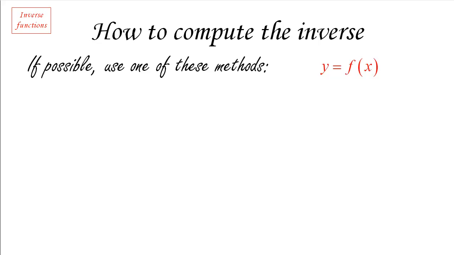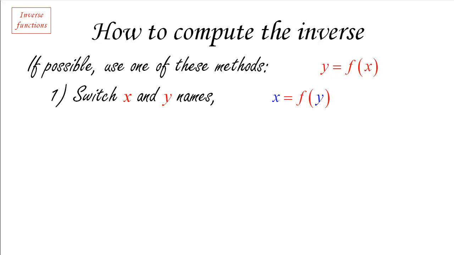So let's say the function is f of x. In the first method, we're first going to switch the x and y names. Remember, this is the essence of inverse functions: we're switching the roles of x and y. So from y equals f of x, we're going to change that to x equals f of y. We're just changing the names, not changing the formula. And then from there, we're going to solve the corresponding equation for y. This is going to give us y equals, well, whatever relationship we come up with, which has got to be the inverse function of f.